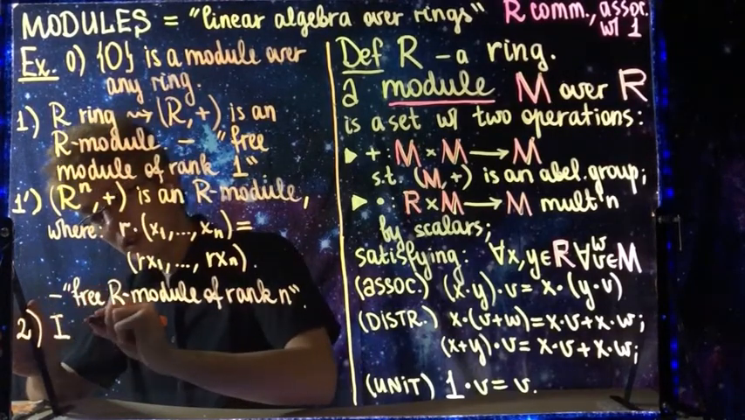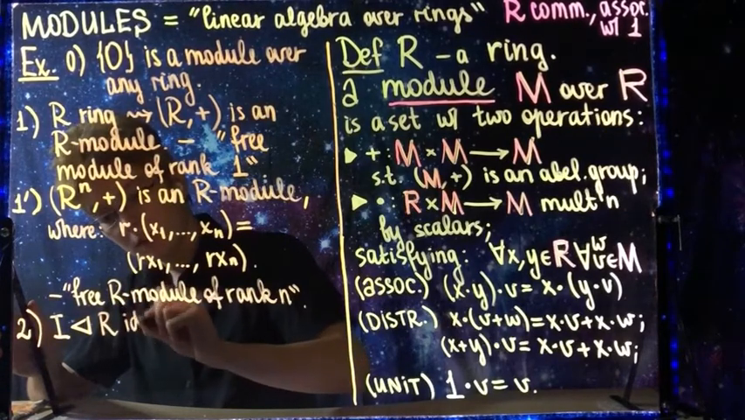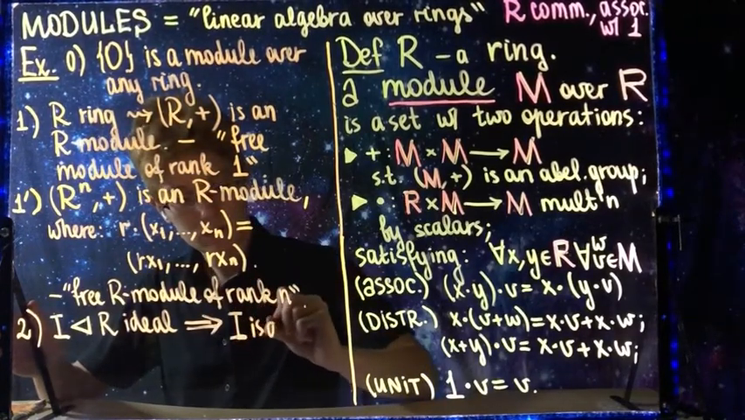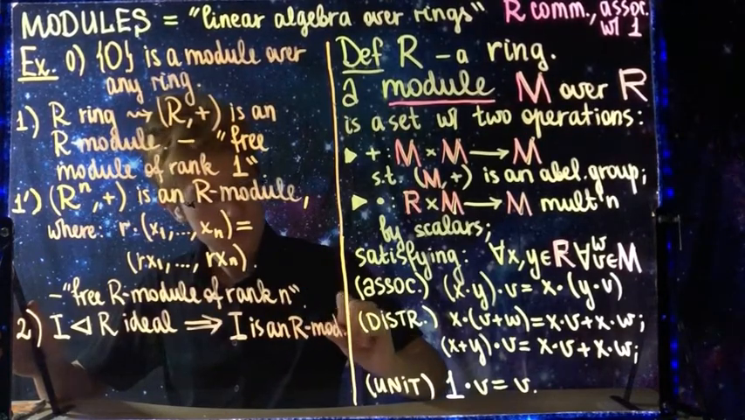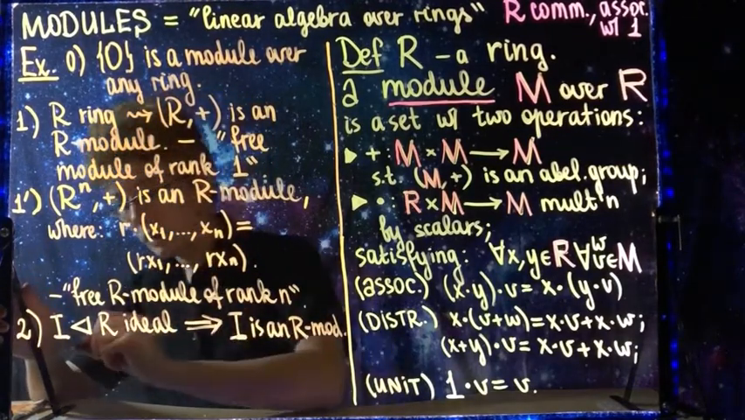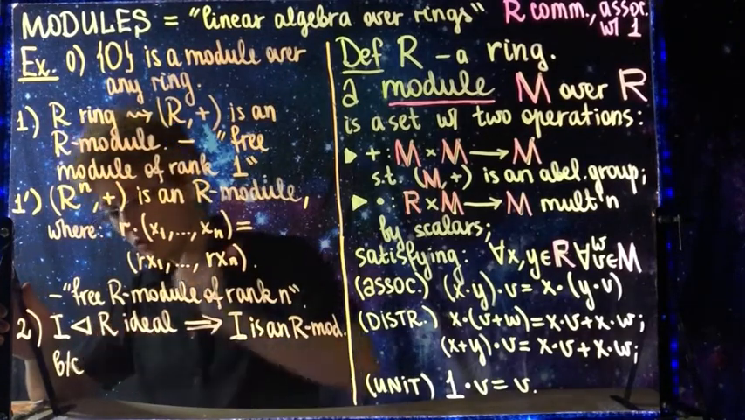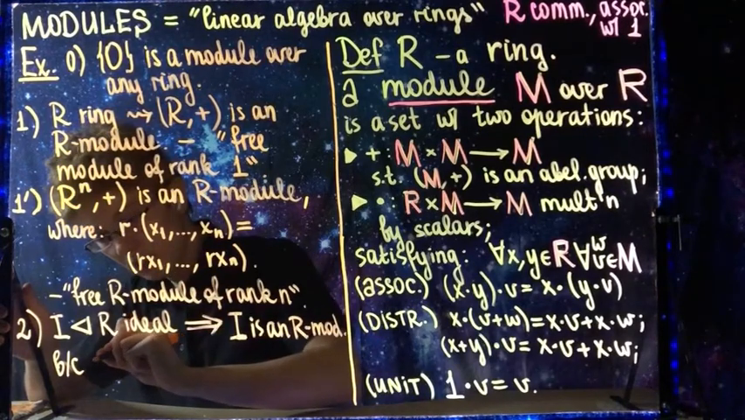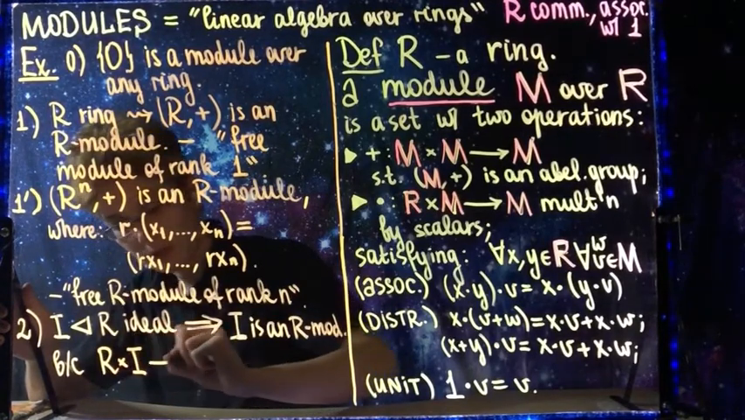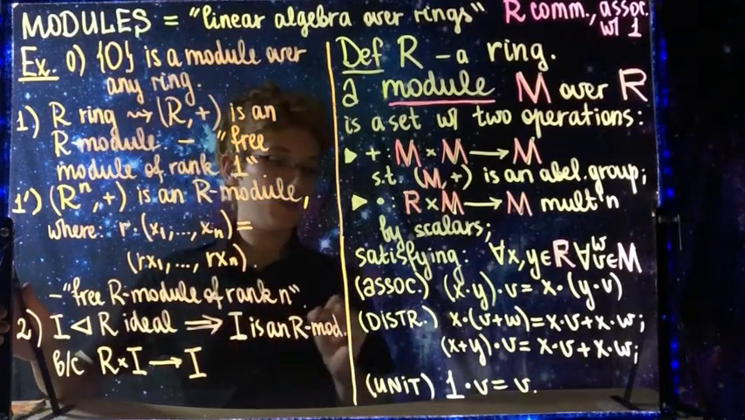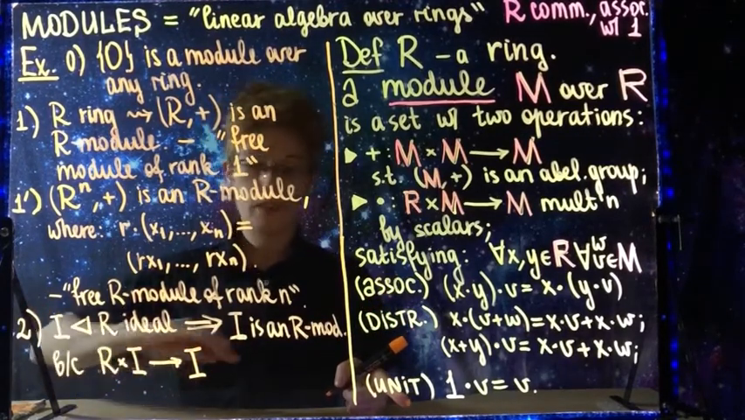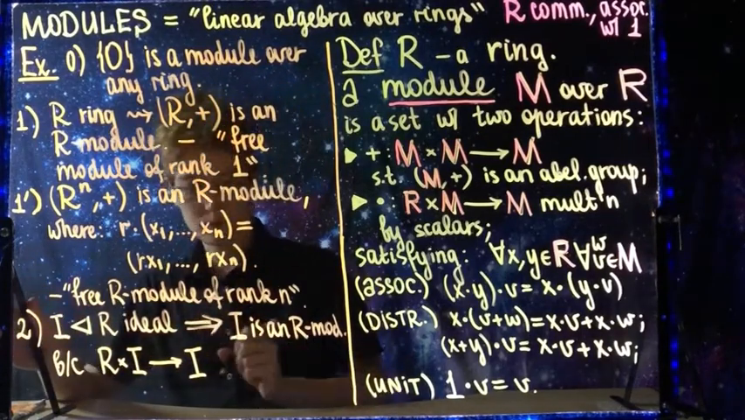Next, if we take an ideal I inside R, then I is an R module with the usual addition and multiplication by elements of R. And because of the absorption property, we know that multiplying I by any element of R would still put us in I. And using the usual associativity, distributivity, and unity axioms from the ring, we can verify that I is indeed a module over R.